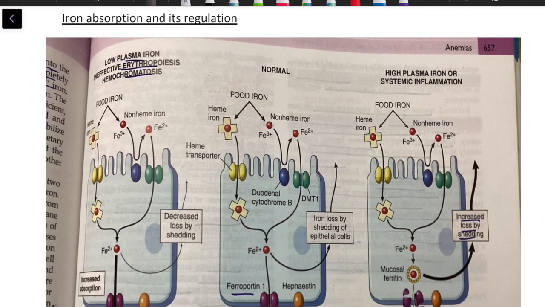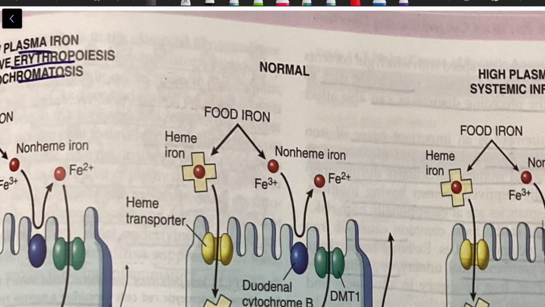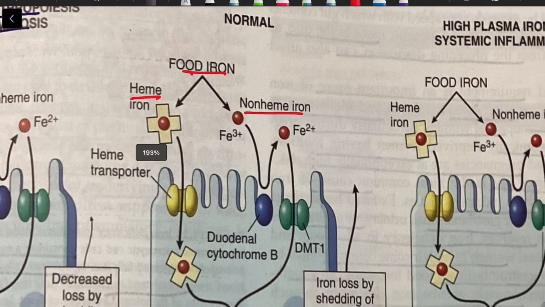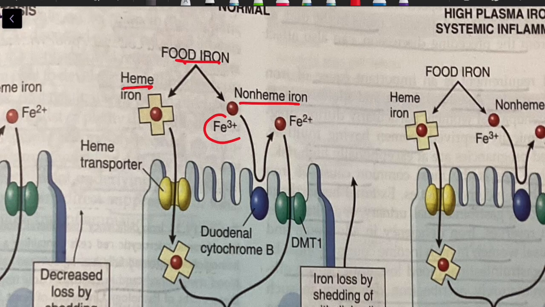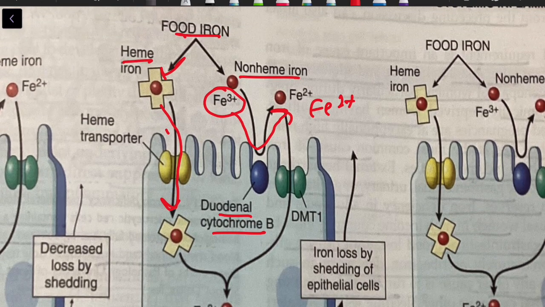Now let's talk about iron absorption and how this absorption is regulated. So in a normal person, the food iron, as you know, contains heme iron and non-heme iron. Now the non-heme iron contains majorly Fe3+. That is why only 1 to 2% is readily absorbable, because first of all this Fe3+ has to be converted to Fe2+ by the luminal enzyme called duodenal cytochrome B, and heme iron is readily absorbed by the heme transporter.